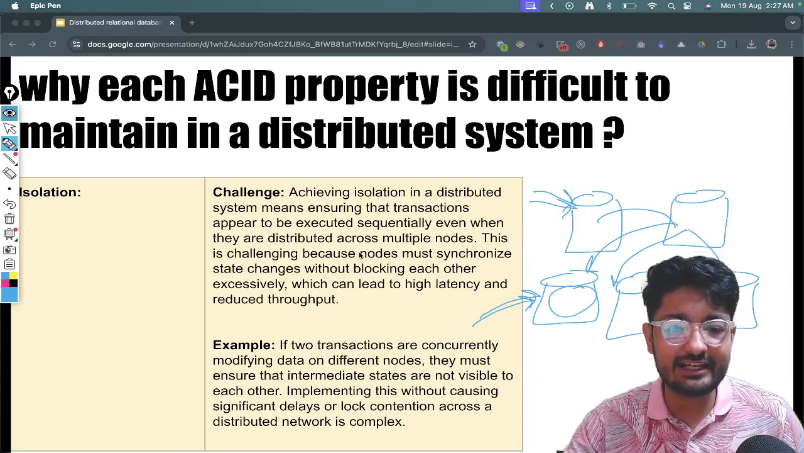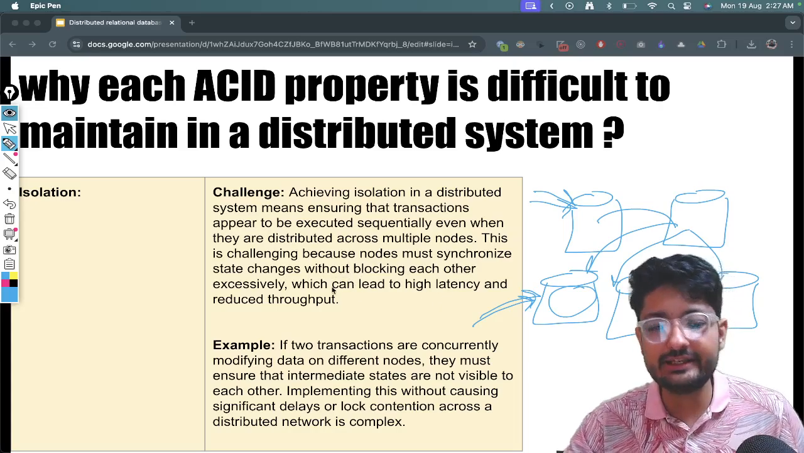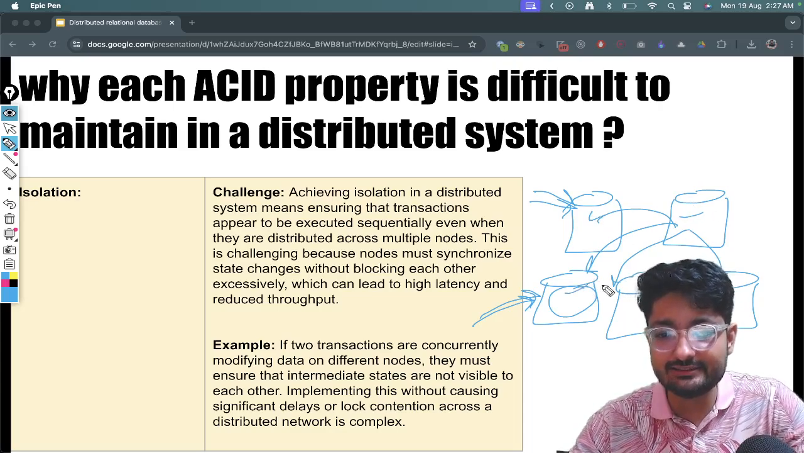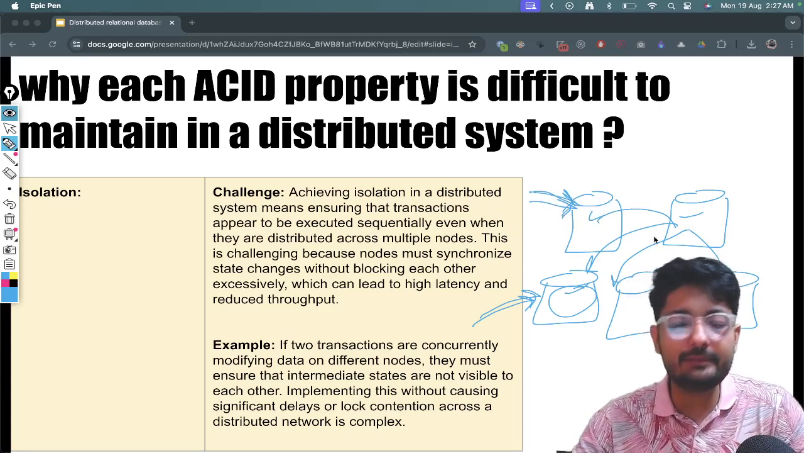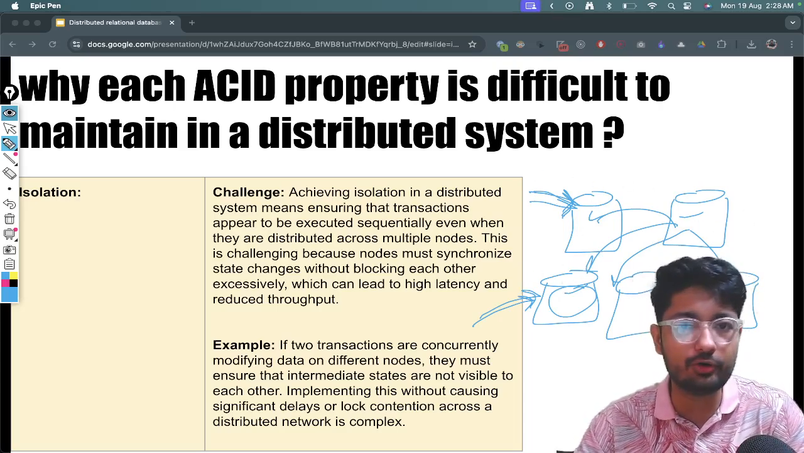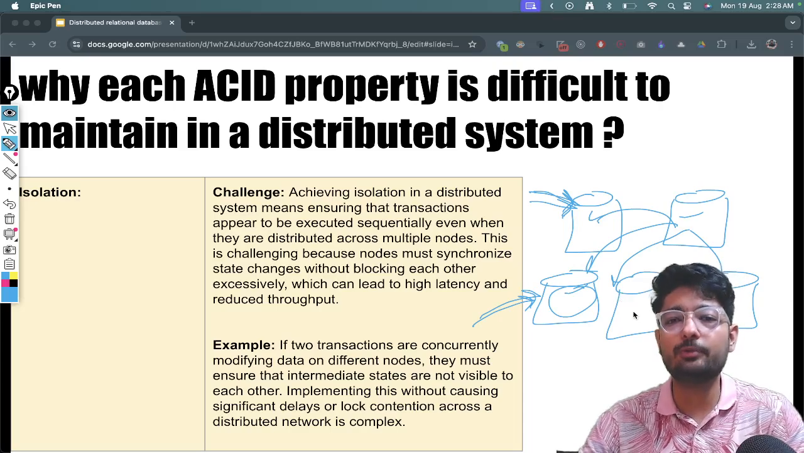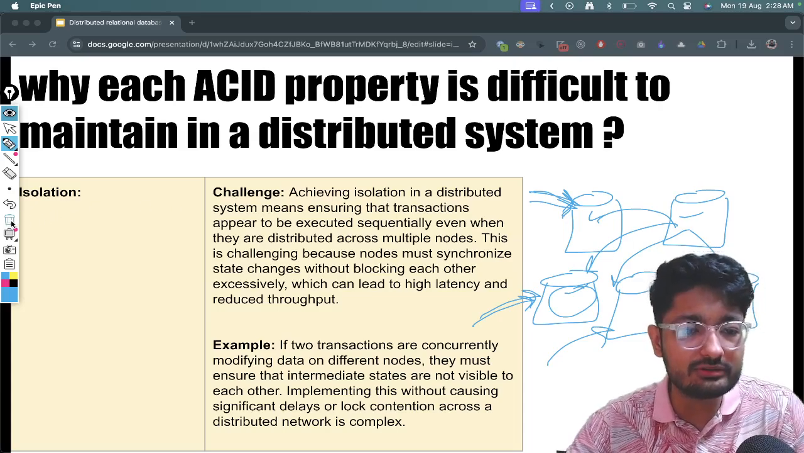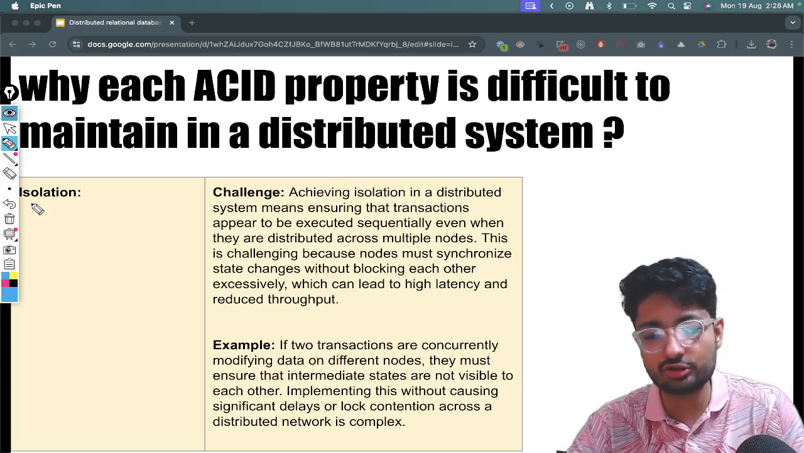So this is challenging because nodes must synchronize state changes without blocking each other. Let's say one is changing the state, then another is changing. But if I'm saying that while I'm updating this, the whole database should be blocked because I'm doing some transaction, now I have to ensure that all the databases will be blocked before doing this. That is also not a good approach, because in that manner the database will be blocked and I cannot do other operations on the databases. That is also bad. So this is also a problem when we are doing distributed transactions. Isolation is also causing a problem.